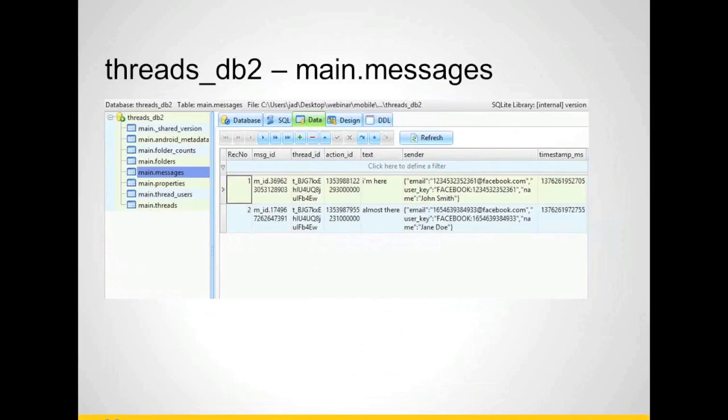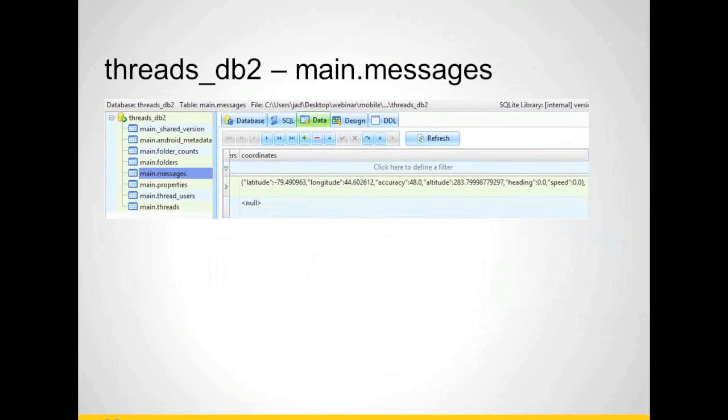So you can see I've got the file open in a SQLite browser. On the left side, we've got a few different tables. We're looking at the main.messages table, and we've got a few different columns here. We've got some message IDs, a thread ID, and then the text of the message, and the sender information. There's a bit of JSON data in that column indicating the email address, which is the Facebook email address, the user ID, and then the actual name of the user. We've got a timestamp in milliseconds. That's Unix time again, so easily converted, and it's going to be in UTC time.